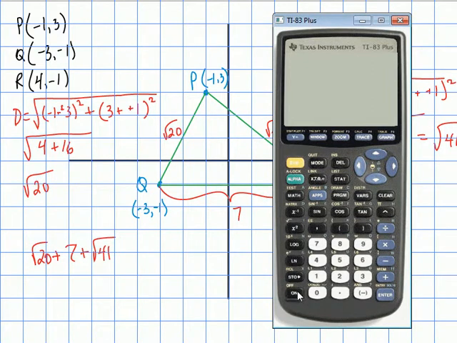So let's do this. Square root of 20. Now in this calculator, some of you guys have a calculator that looks like this. Some have a smaller one, which is a TI-30, TI-30XA. On this calculator, you actually hit the square root button first, and you put 20.